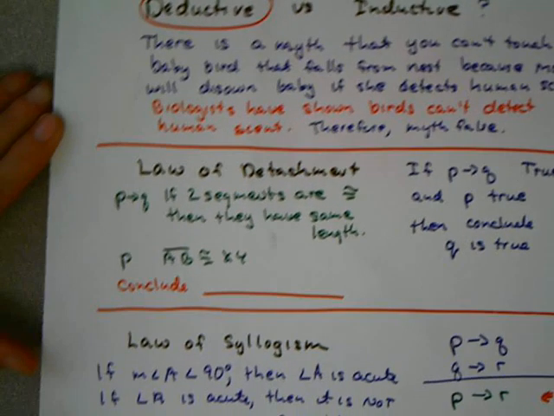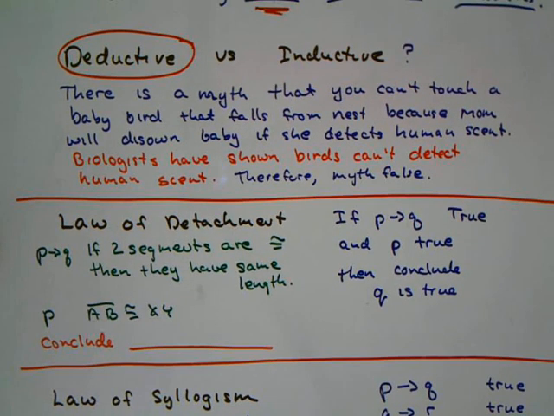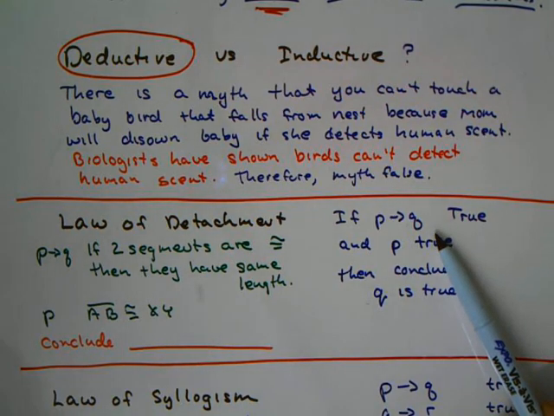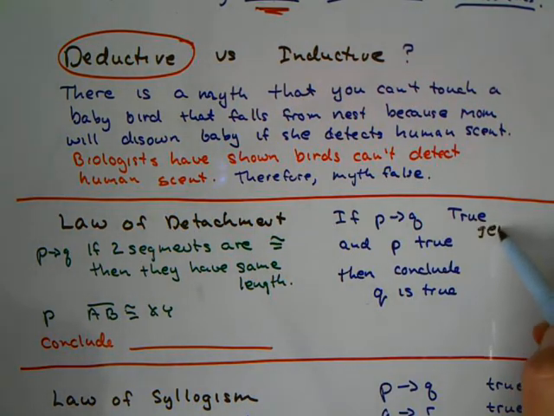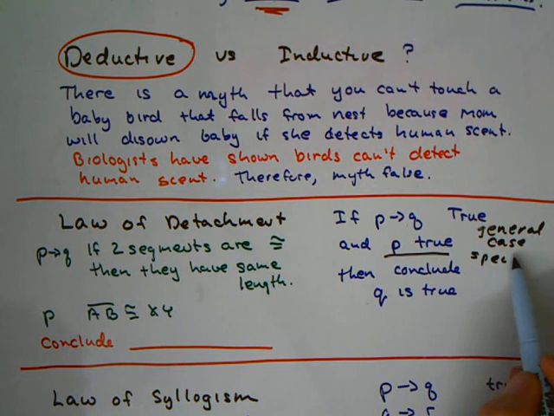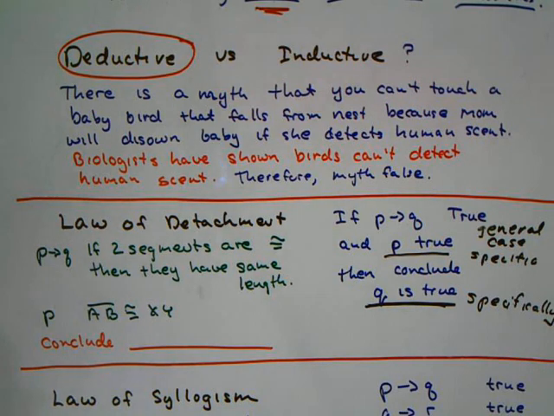We've got two laws that I want to talk about today. The law of detachment and the law of syllogism. Law of detachment is simply this. It says if P implies Q is a true statement, so I tell you something that's true, and generally this is a general case, and then I tell you specifically P is true, that's a specific case, we can conclude that Q is true also specifically.